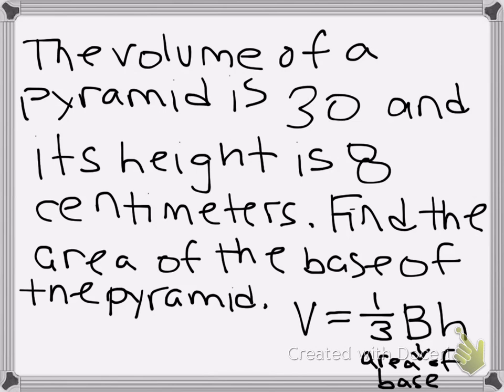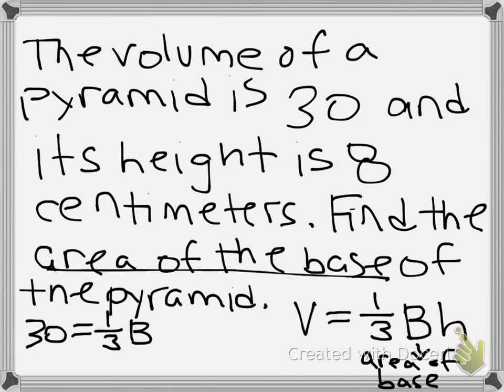So, in order to find the area of the base of the pyramid, we need to plug in what we have in our formula, and basically we're solving for the big B, or the capital B. So, we have V, which is our volume, given to us, which is 30. We have 1/3 already there. We don't know B, which is the area of the base that it's asking us to find, and our height is 8. So now we're going to solve for B.